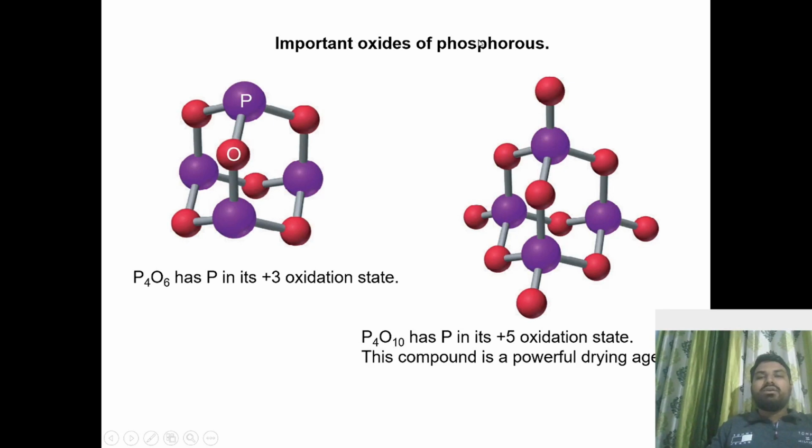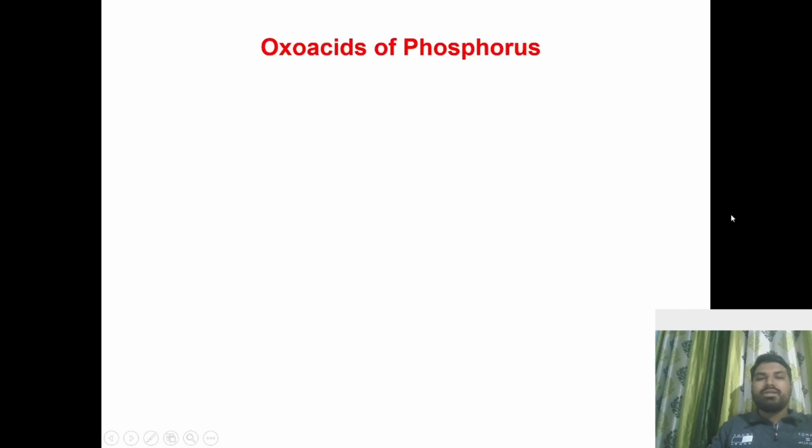Important oxides of phosphorus. P4O6 has phosphorus in its +3 oxidation state. P4O10 has phosphorus in its +5 oxidation state. This compound is a powerful drying agent.